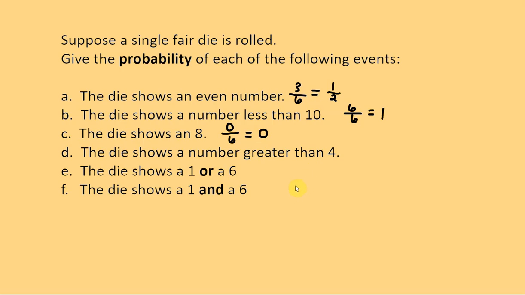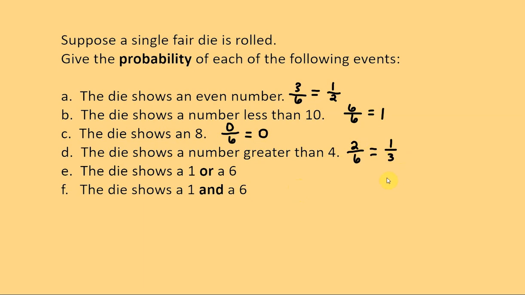The die shows a number greater than 4. Well, how many numbers on a 6-sided die are greater than 4? 5 and 6 are greater than 4, so that's 2 numbers that are greater than 4 out of a total of 6 numbers or 6 sides. Again, we want to reduce our fraction, so that would be 1 out of 3.